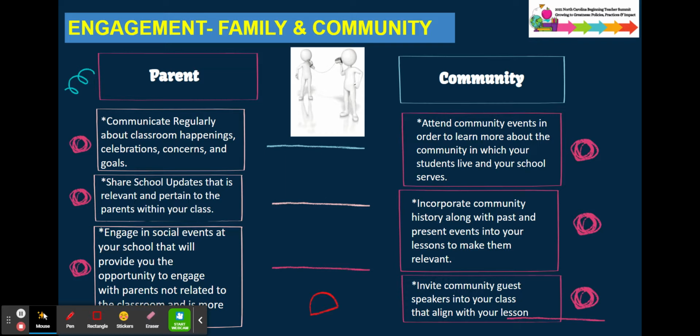So when we look at parents, how do we engage the parents? Communication, communication, communication. How do we regularly communicate with parents? We don't just want to communicate with them during progress reports and report cards. They should be able to see, hear, and know what's going on in our classrooms regularly. So whether we're celebrating students or we're voicing concerns or sharing goals, there should always be some form of communication.